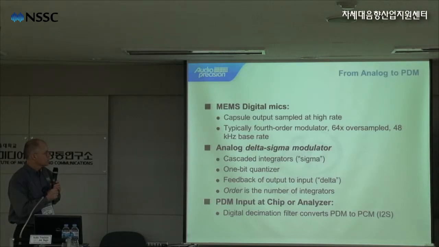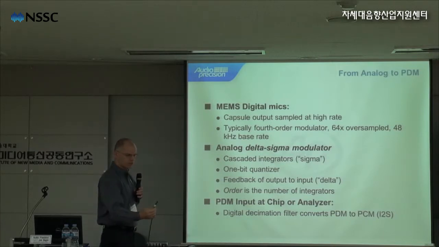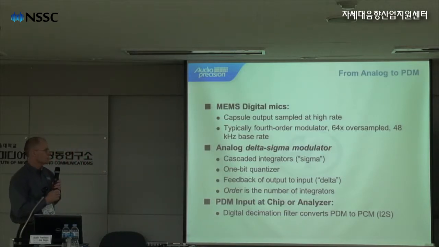So with these MEMS microphones, MEMS stands for micro electronic machined surfaces, I think. These are produced out of silicon at the chip level, and there's an electret microphone capsule with the sigma delta modulator built in. So the capsule output is sampled at a high rate. It's typically a 4th order modulator, which is oversampled by a factor of 64, and it has a 48 kilohertz base rate.